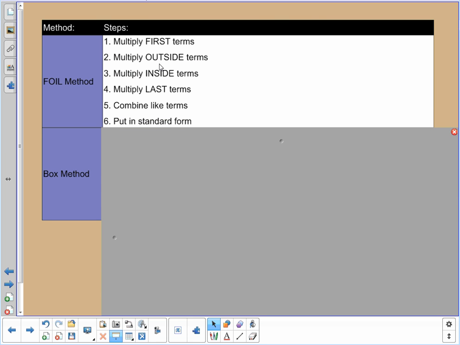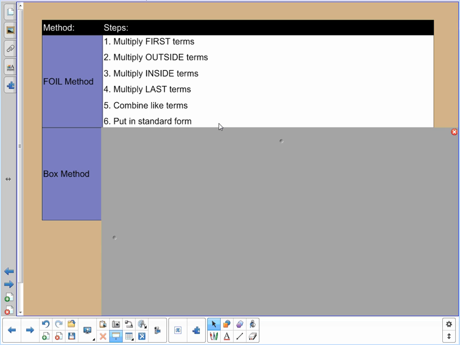What happens with the FOIL method is it's an acronym, FOIL. We multiply the first terms inside the parentheses, then we multiply the outside terms together, then the inside terms, then the last, F-O-I-L, FOIL. We combine anything that we can, and we put it in standard form. Okay, and I'm going to do examples of both of these. So that's one way to organize our thought process here.